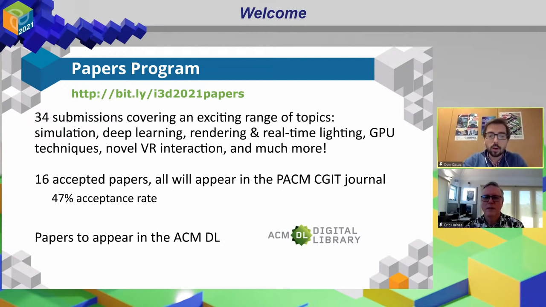Also new this year, all accepted papers appear in the journal Proceedings of the ACM on Computer Graphics and Interactive Techniques. Notice that papers are still not available in the ACM digital library, but you can download them from the direct links we put on the conference website.